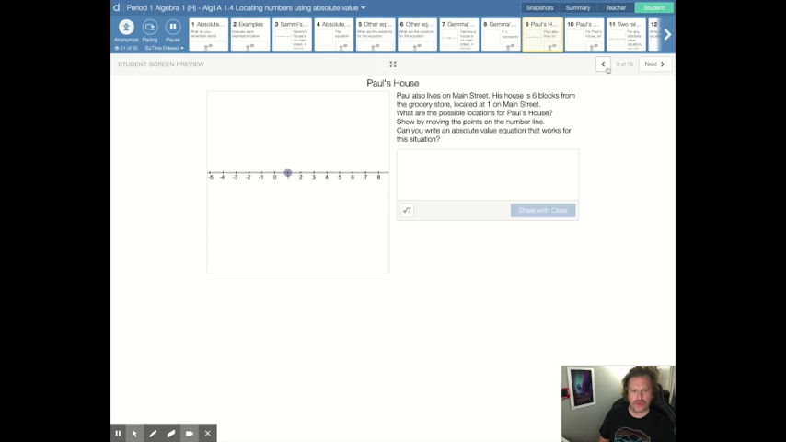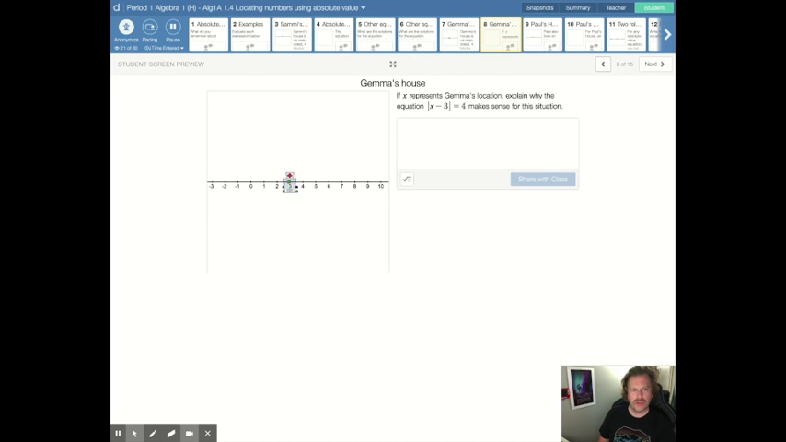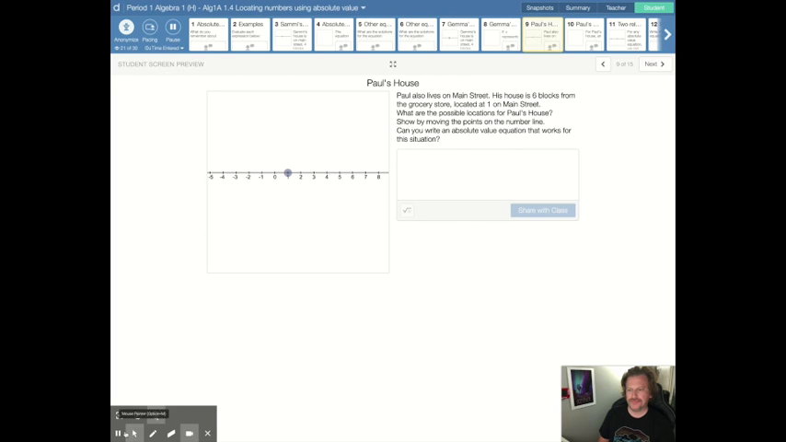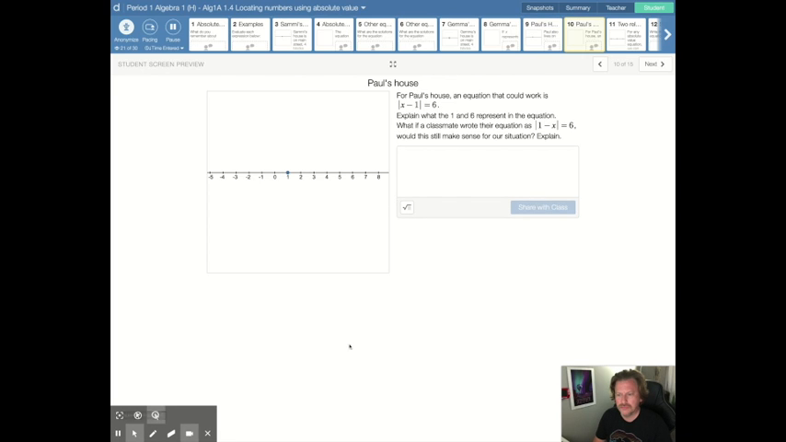Now, before you get too far into the struggle, utilize what we talked about already. I'd like you to pause the video now and try this out. Okay, so we should have gotten something like the absolute value of x minus 1 is equal to 6. So in your own words, explain what the 1 and 6 represent in this equation.